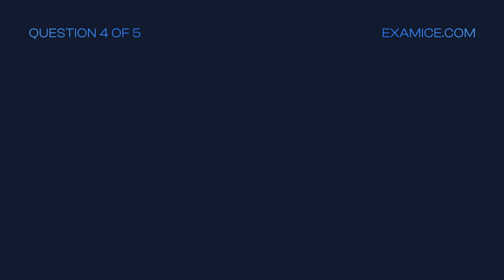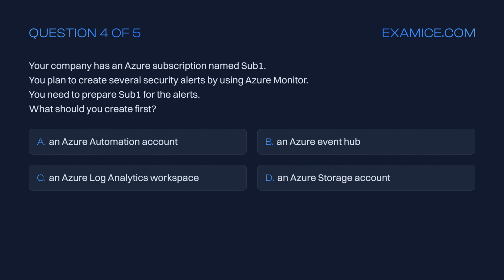Question 4. Your company has an Azure subscription named Sub1. You plan to create several security alerts by using Azure Monitor. You need to prepare Sub1 for the alerts. What should you create first? Option A, an Azure Automation account. Option B, an Azure Event Hub. Option C, an Azure Log Analytics workspace. Option D, an Azure Storage account.